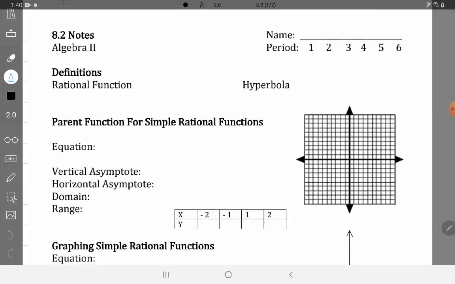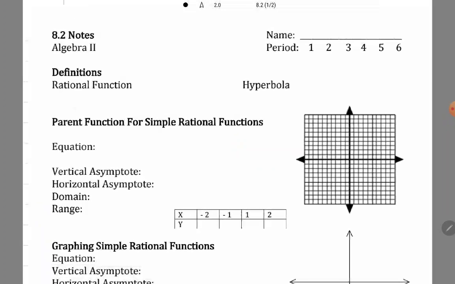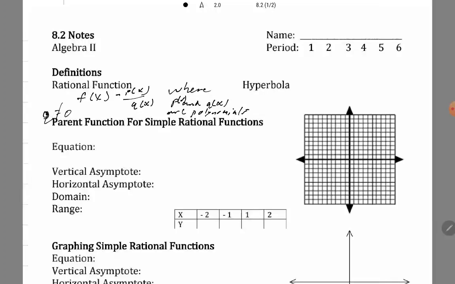Basically a rational function has the form f of x equals p of x over q of x. So basically it's a function over a function, a polynomial over a polynomial, where p and q of x are polynomials, and q cannot equal 0.